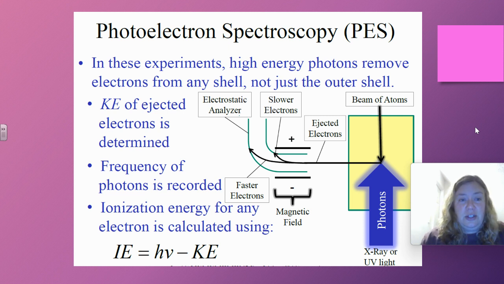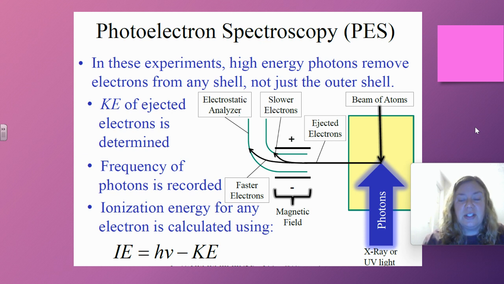That energy is thrown at atoms, and those photons then remove electrons from any shell. That's important to realize. It's not just the valence electrons, it's the inner core electrons, and that's why it has to be super high energy. Then we're trying to measure the energy output. The kinetic energy of these ejected electrons is determined. Remember, kinetic energy is basically your energy of motion. The frequency of these photons is recorded also, so we're able to calculate the ionization energy.